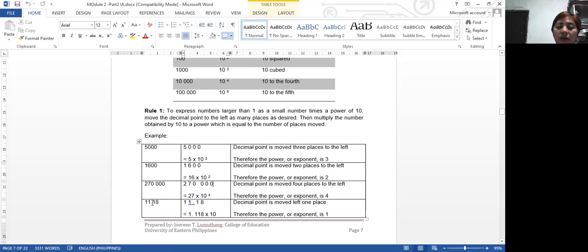Now, question, how about if there are numbers after the decimal points? So, like for example, here in our example, we are going to do it like this, 1.118. So take note that the decimal point is here in this part.